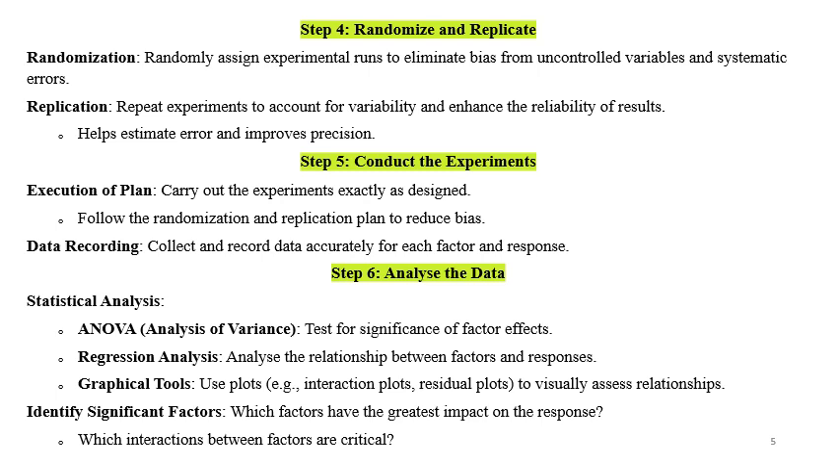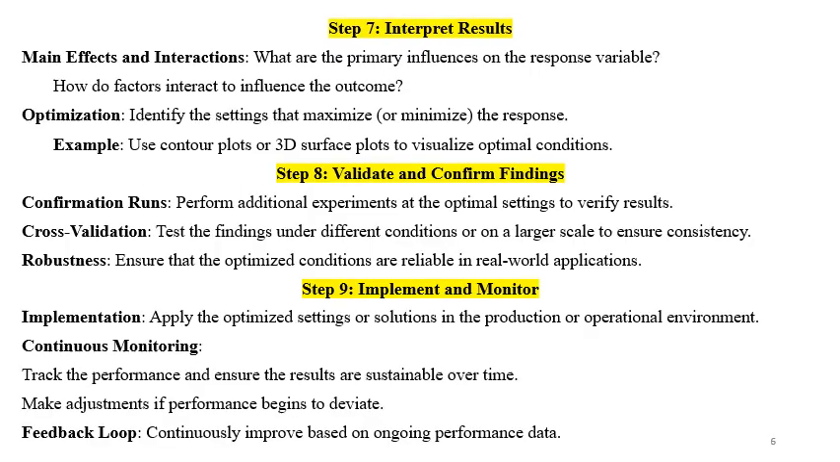So for identifying the significant factors, these statistical analysis techniques are used. Number 7 is interpretation of the results. So main effects and interactions are to be studied. What are the primary influences on the response variable? How do factors interact and influence the outcome?